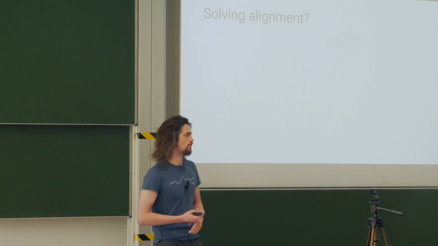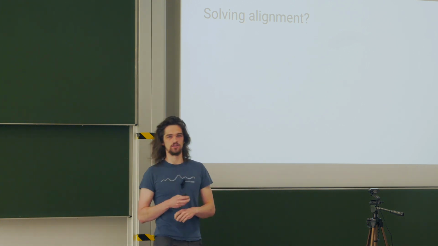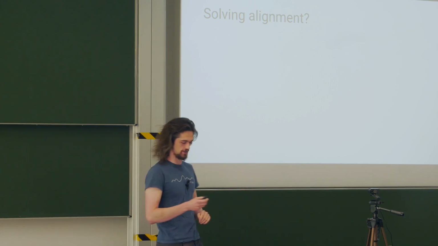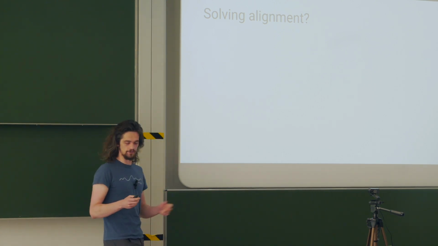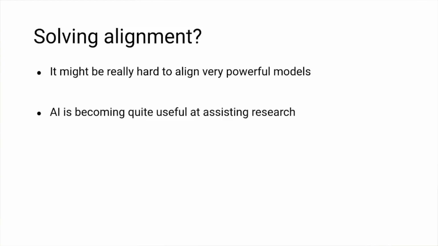Maybe you've thought about or heard about the alignment problem: how do we get models to want the things we want? How do we get them to not turn around and stab us in the back or pursue misaligned goals that lead to bad outcomes? I think this is a very difficult problem to solve. It might be really hard to get very powerful models to want the things that we want in a reliable and robust way. However, AIs are becoming quite useful at assisting in research in the meantime. Maybe there's a world where we could get AIs to help us do the research and help us solve alignment.